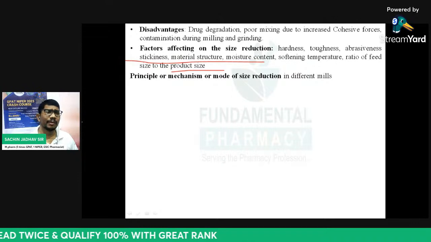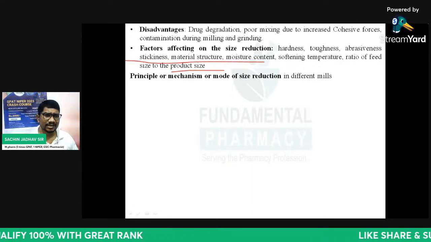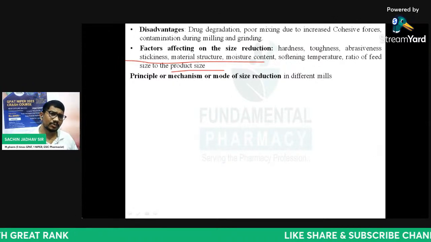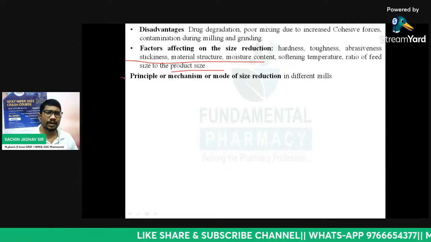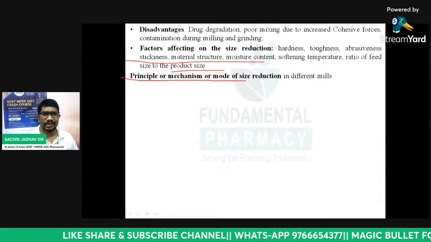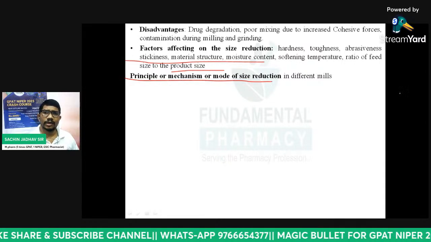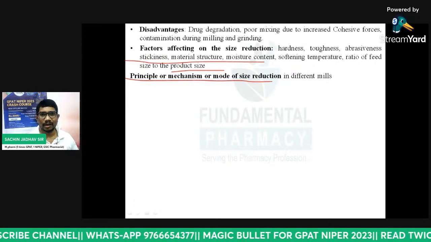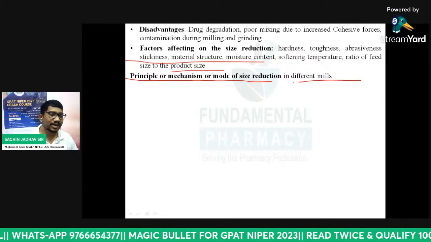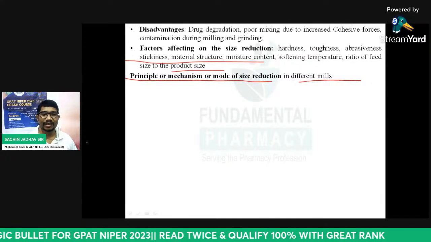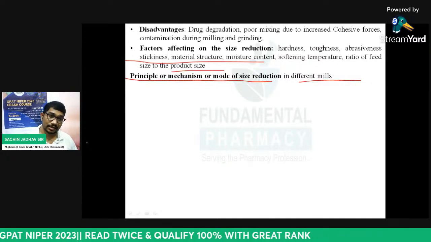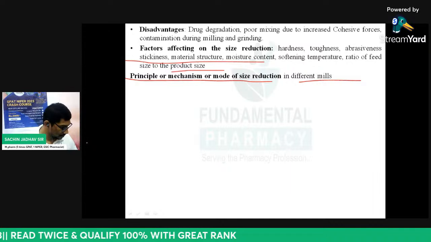Now, what are the different mechanisms of size reduction? Mechanism of size reduction, or principle of size reduction, or different modes of size reduction. In the upcoming different mills, what mechanisms can there be? How is there a decrease in the particle size? What are the different mechanisms or modes of particle size reduction?